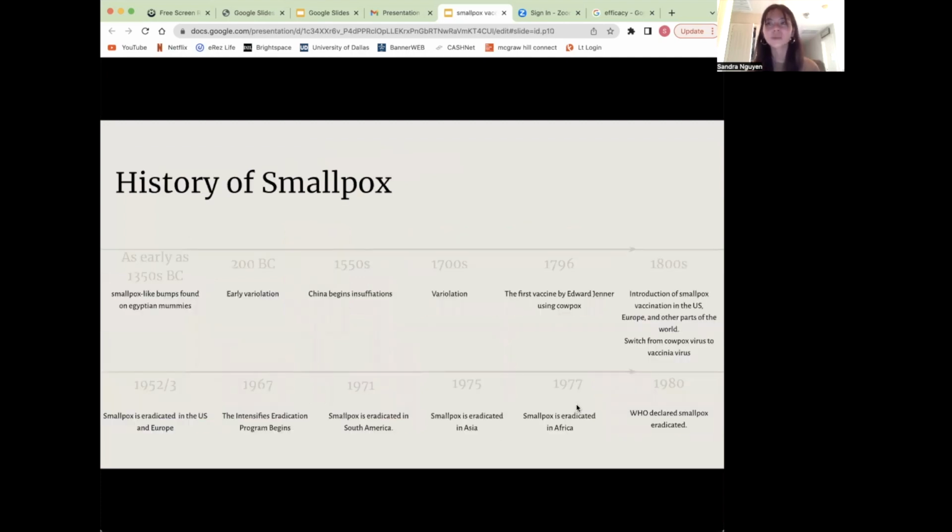So next, I want to talk about the history of smallpox, specifically leading to the eradication of the disease. So early smallpox cases were observed when smallpox-like bumps were found on Egyptian mummies. This then traces the disease back to about 1350 BC. Smallpox was then spread across the globe through colonial expansion. And in 200 BC, variolation was first documented, where very minimal amounts of the scabs were introduced into a healthy person, which resulted in a milder form of the disease and a lower mortality rate of smallpox.